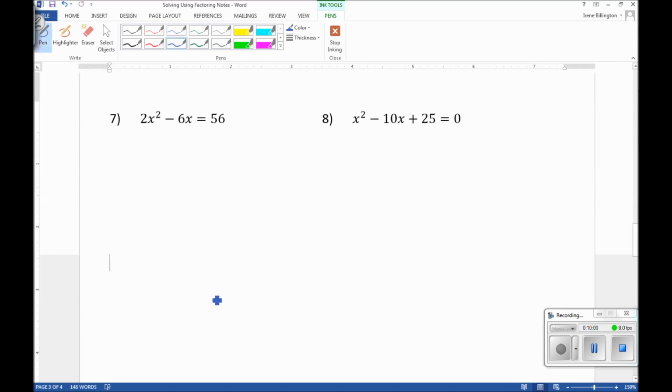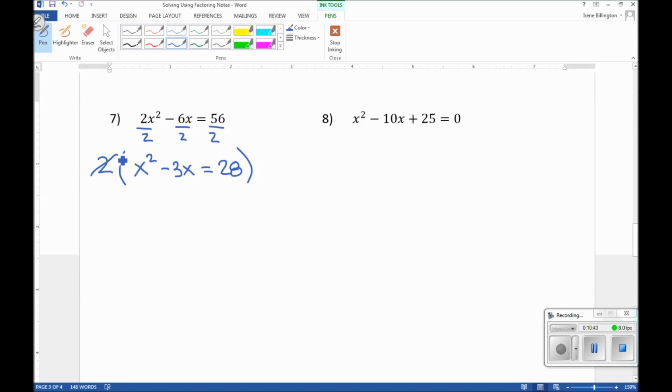Okay, you'll notice on this next example, my lead coefficient, my a value, that first number in front of x squared, is not 1. So you should automatically tell yourself, hey, what's the GCF? Notice all three of my numbers are divisible by 2. So I have a GCF of 2, so I'm going to divide everything by 2, and that leaves me with the polynomial x squared minus 3x equals 28. Okay, now that I've taken my GCF out, you'll notice that GCF doesn't have any sort of variable attached to it. It's just a number. We can ignore it from now on, okay?